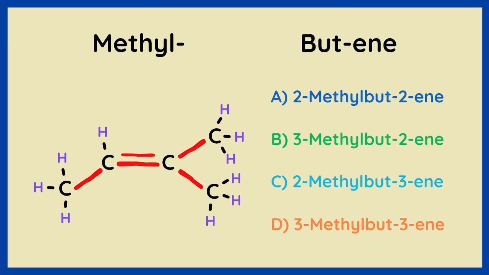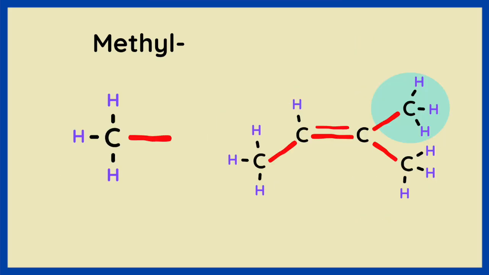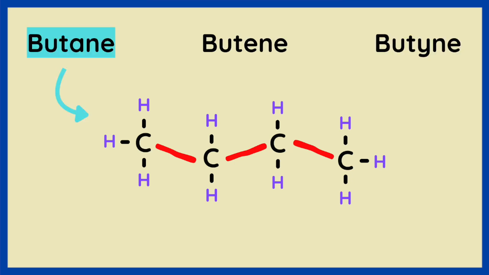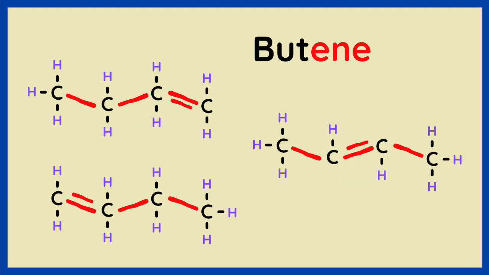Ignoring the numbers for a second, each of our answer choices have methyl and butene. Let's break this down. Firstly, a methyl is simply a CH3 group attached to the main chain, and but means that we have a 4-carbon main chain, meaning that the longest consecutive connection of carbons is 4. Here specifically, I've written butane, meaning that all of our carbons are single bonded to each other. But remember, our molecule of interest is butene. Ene means that we have a double bond somewhere.